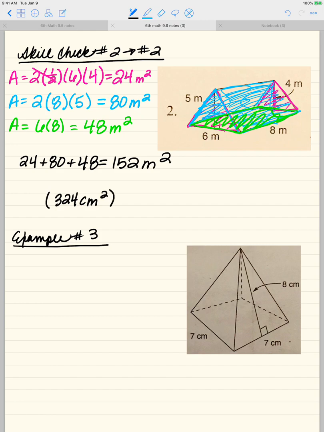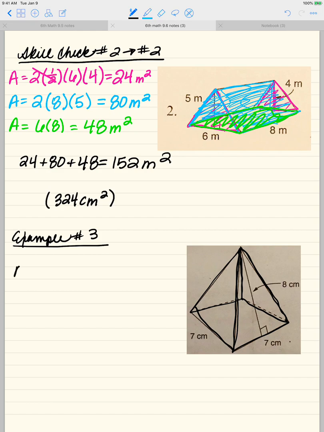All right, now let's find the surface area of this square pyramid. Okay, we named it a square pyramid because it has a square on the bottom, and how many faces does the square pyramid have? It has 1 face, 2 face, 3 face, and 4 face. Okay, so it has 4 triangular faces and 1 square at the base.